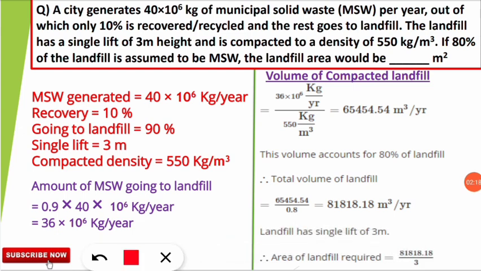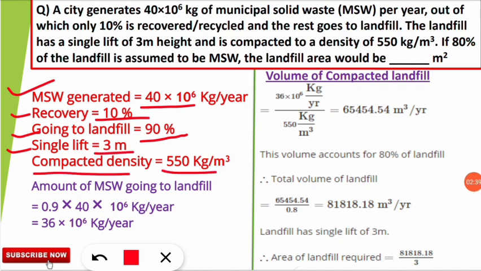First thing given is the municipal solid waste generated per year, that is 40 into 10 to the power 6 kg per year. Next, recovery is 10%, so we are dealing with how much is going to the landfill. That means 90% is going, because 100 minus 10 is 90%. Next, a single lift height is given as 3 meter, and compacted density is given as 550 kg per meter cube. Now our work starts.